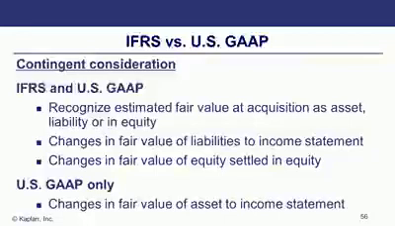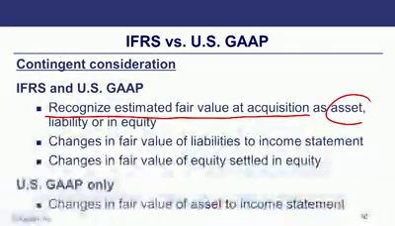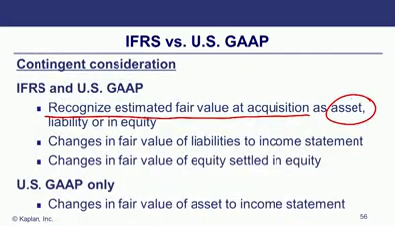Now notice both IFRS and US GAAP say recognize estimated fair value at acquisition as an asset. In other words, what we've got to do is estimate the total price of acquiring the subsidiary, including any contingent consideration. Now what we'd probably do is estimate the future payments we might need to make, discount them back and add them to the purchase price. Now that's going to make our purchase price higher, of course. Given that net assets wouldn't change, if we make our purchase price higher, then we're going to have higher goodwill. So you can see there would be an asset implication in terms of higher goodwill.